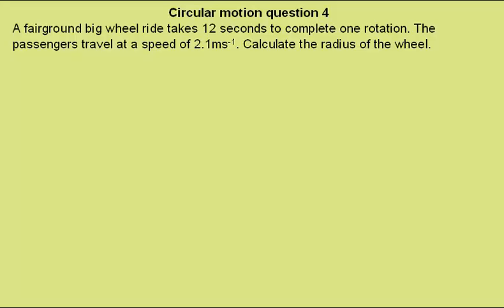Circular motion question 4. A fairground big wheel ride takes 12 seconds to complete one rotation. The passengers travel at a speed of 2.1 meters per second. Calculate the radius of the wheel.